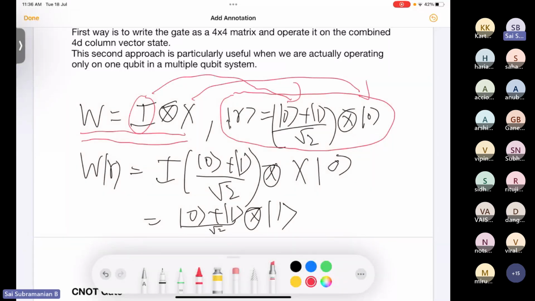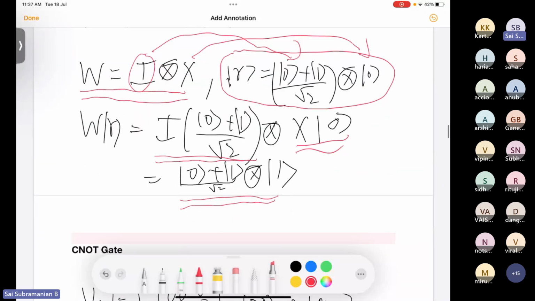Okay. So we operated the first operator on the first thing, and the second operator on the second thing, and then take the tensor product after the operations. So I on this does not do anything. X is the NOT gate on 0, takes it to 1. So our final state is just (0 plus 1)/root 2 tensor product 1. And we can just leave it like that.